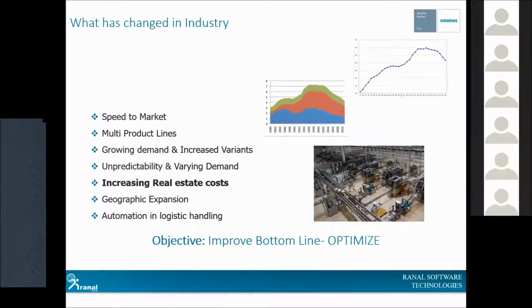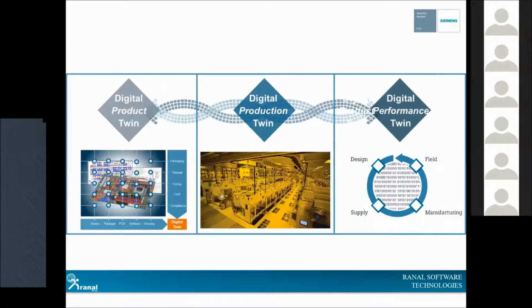What is the final objective of running any business? It is to improve the bottom line. So now with the top lines coming down, how can you still further reduce your bottom line is what we will see. What Siemens talks about is a digital twin of your product, a digital twin of your production, and of your performance, that is your actual plant functioning.